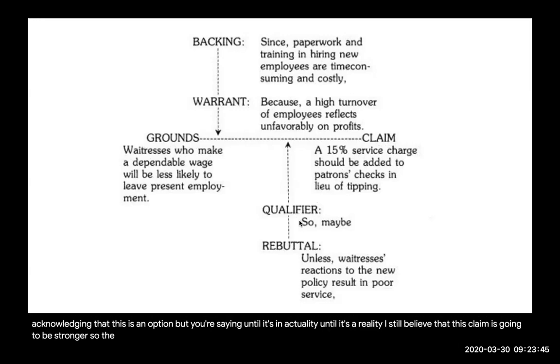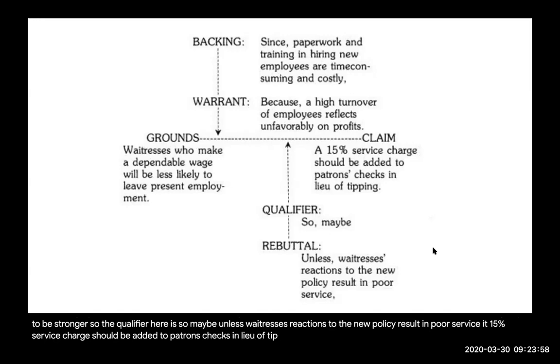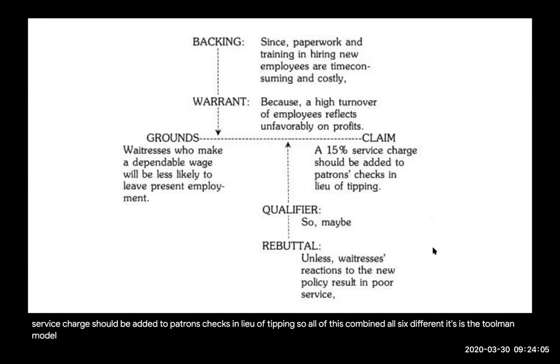So the qualifier here is, so maybe unless waitresses' reactions to the new policy result in poor service, a 15% service charge should be added to patrons' checks in lieu of tipping. So all of this combined, all 6 different elements, is the Toulmin model. This is a really great place to start as you are developing your speech, to write this all out.